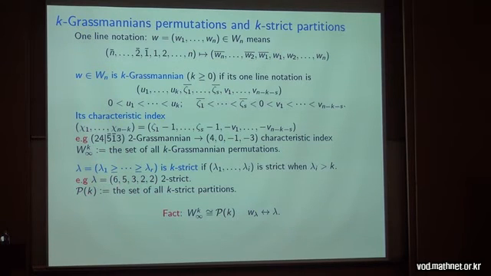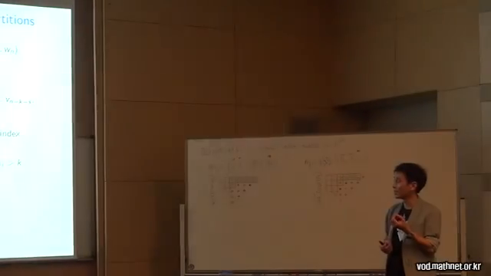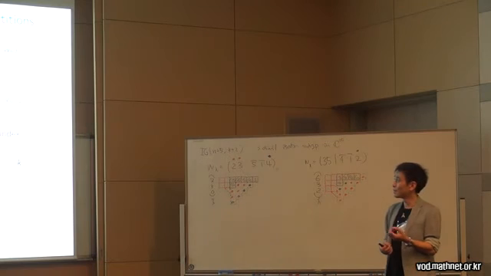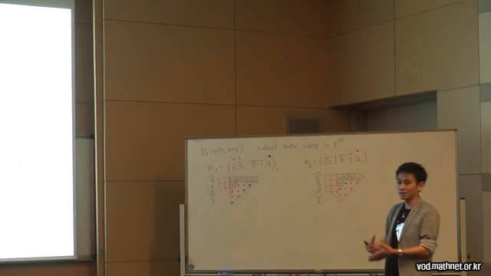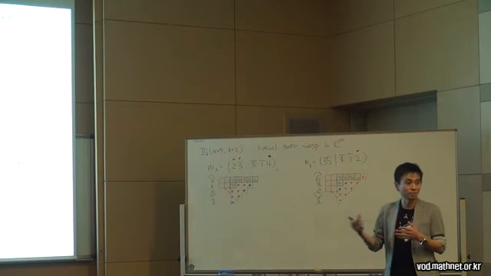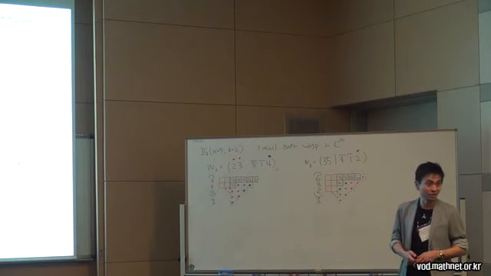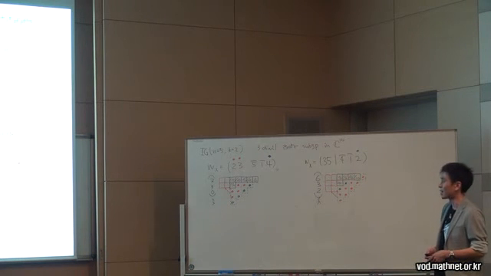Okay, and then you write P^k, the set of all k-strict partitions, and this k-Grassmannian permutation and k-strict partition are in bijective correspondence. So when you look at the full flag, each Schubert variety is indexed by a permutation. But if you go down to a Grassmannian, then often the Schubert varieties are indexed by some combinatorial object like a partition. And then the number of boxes in the partition gives you the degree of the class. That's the nice thing about those partitions.